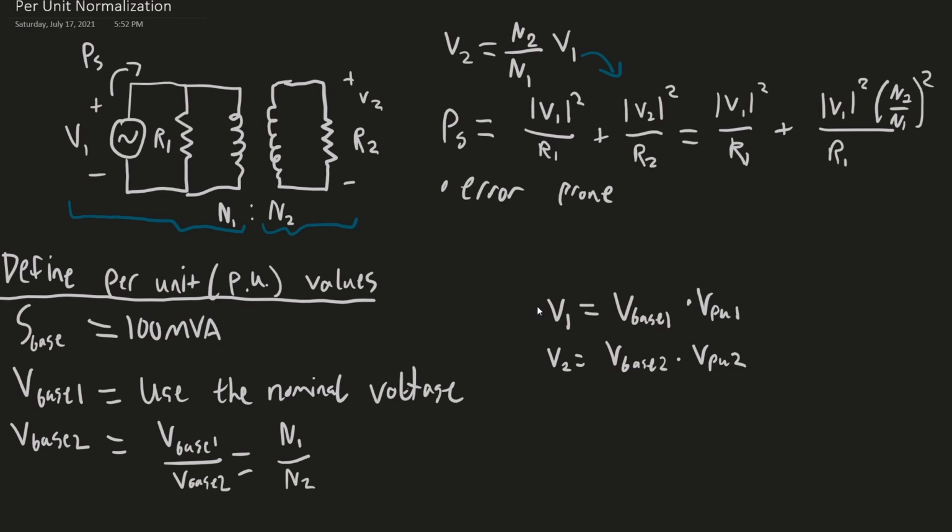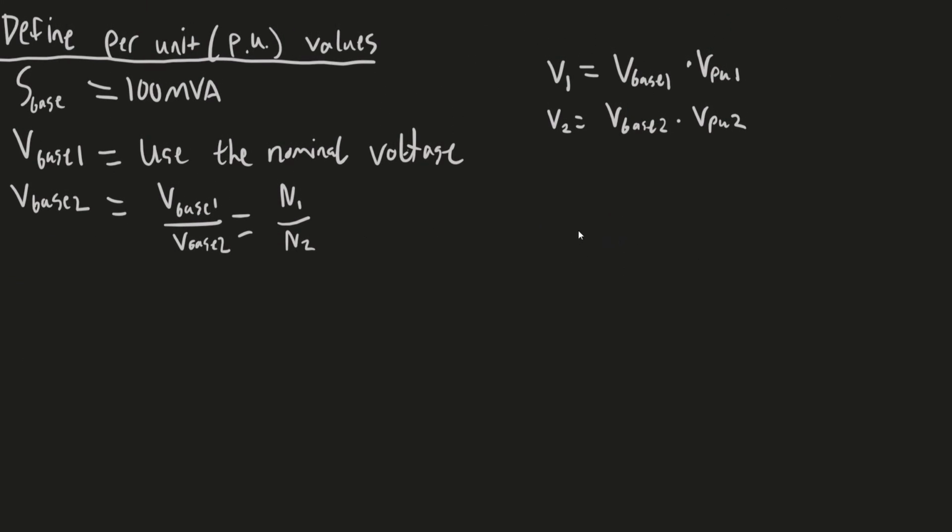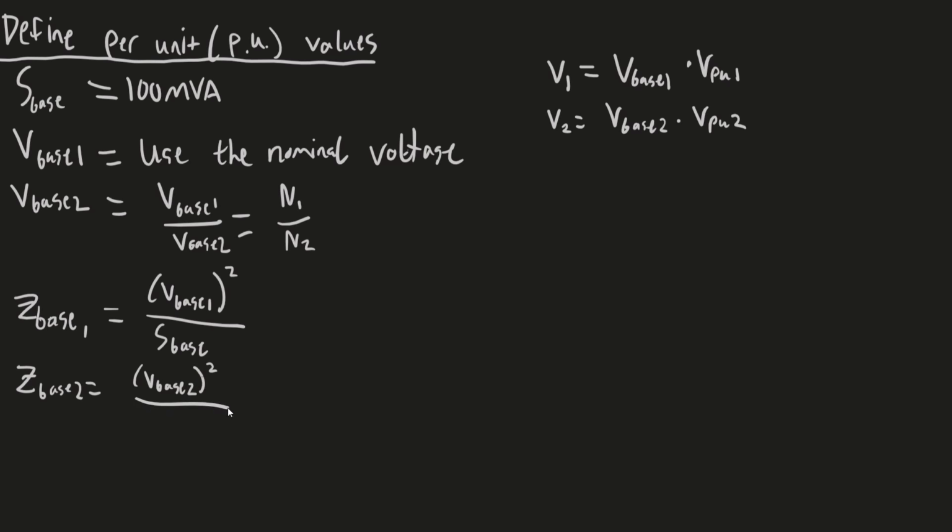So before we can actually solve the circuit using per unit values, we need to define a couple of extra relationships. So to start off, we need to define an impedance base. This is going to be similar to the voltage base, but the relationship's a little bit different. So to define an impedance base, we're going to write that the impedance base is going to be equal to the voltage base squared over the power base. Similarly, for region 2 of the circuit, we can write that the base impedance in this region is going to be equal to the V base 2 squared over S base.